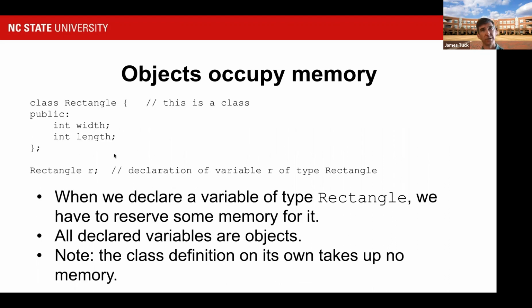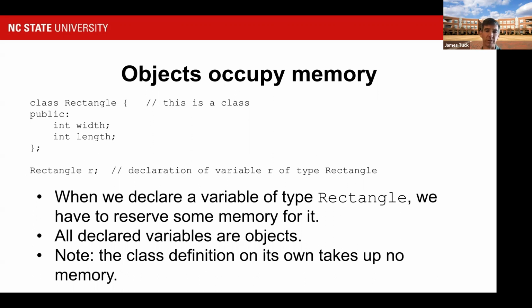Now, an object, on the other hand, is something that occupies memory. Technically speaking, the class itself doesn't occupy memory. It's just like a pattern for the types of objects we're going to make. It's a type. It's not an object itself. But when I actually declare a variable of type rectangle here, then I'm making an object. R is an object. Rectangle is a class.